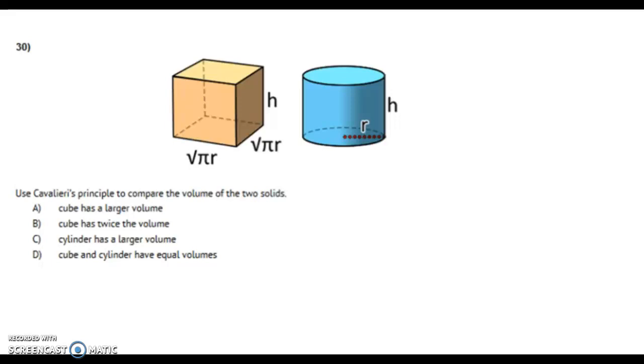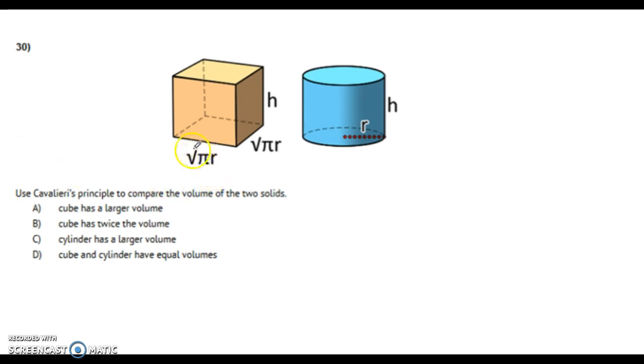All right, question 30 says, use Cavalieri's principle to compare the volume of the two solids. So the first thing we need to know is what Cavalieri's principle says. It says that if two figures have the same height, and the area of a cross-section is the same, then they're going to have the same volume. So let's talk about the area of a cross-section.